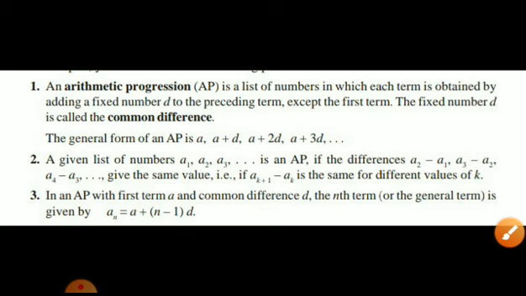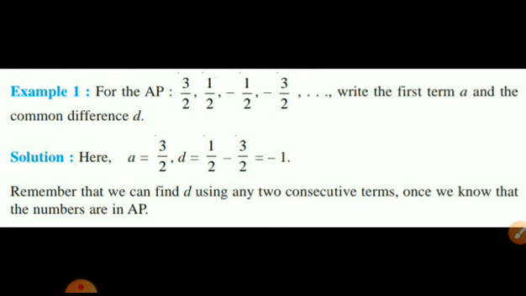Okay, so let us start with the simplest example of AP. The first question is, for the AP 3 by 2, 1 by 2, minus 1 by 2, minus 3 by 2, write the first term a and the common difference d. Now here it is already given that the sequence is in AP, so we should not check whether it has a common difference or not. It will have, because it is already given it is in AP. So the question is to find the first term and the common difference.